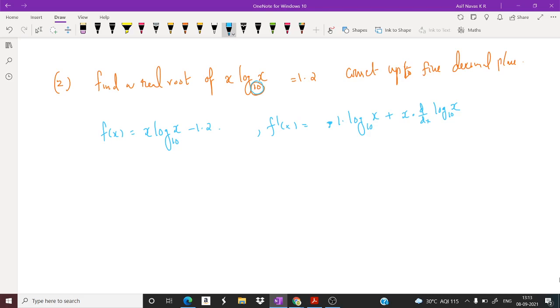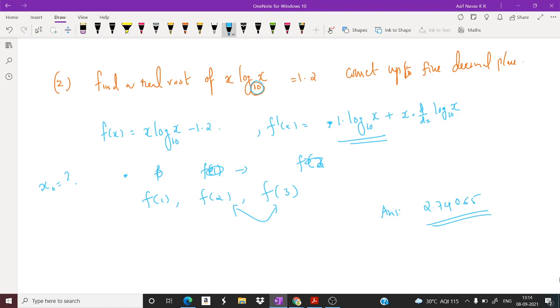Then you find out this, do this, and I will give you a hint. You have to find x naught, so you can check the values of f of 1, f of 2 and f of 3. Somewhere between 2 and 3 you can find the value, and you can choose any value between 2 and 3 and perform the iteration. So the answer is 2.74065, correct up to 5 decimal places.